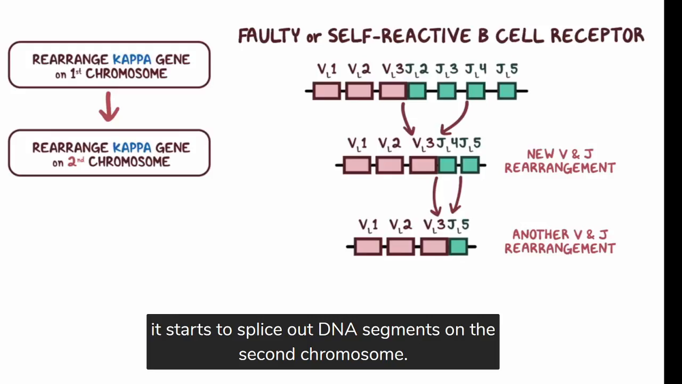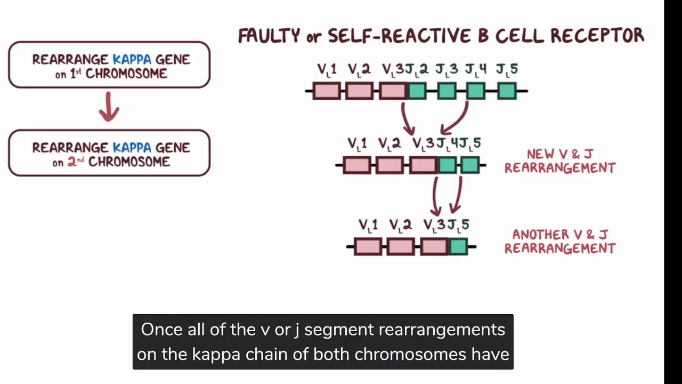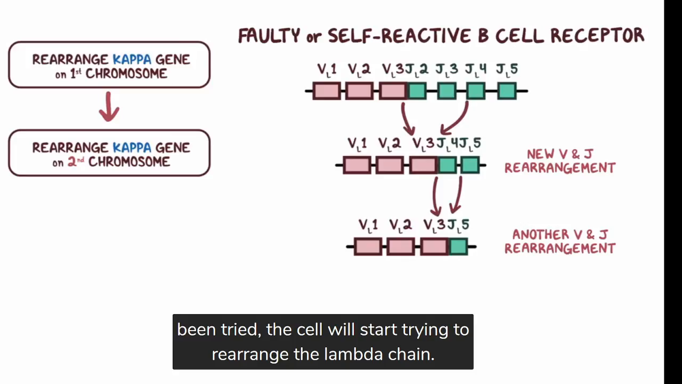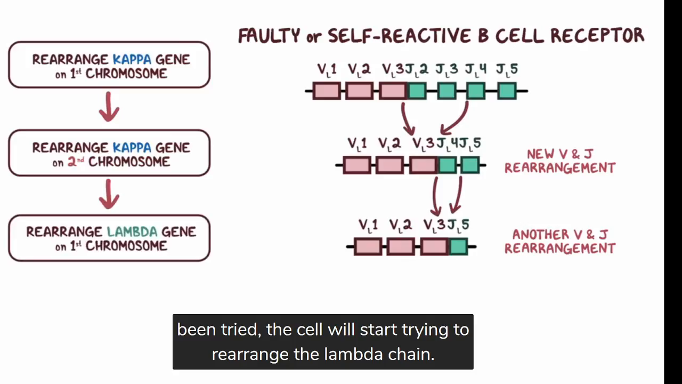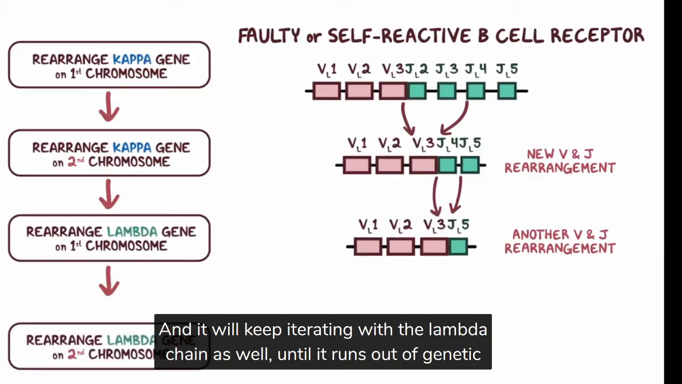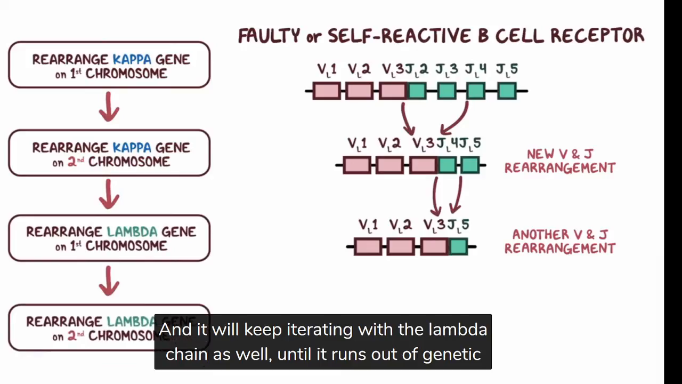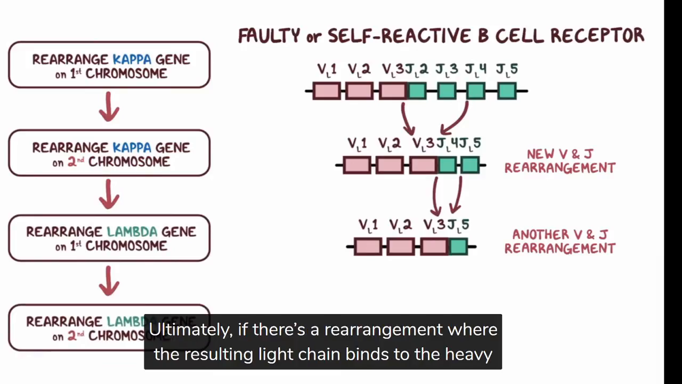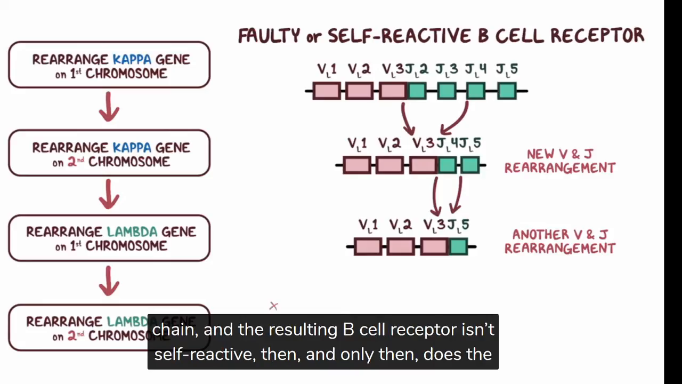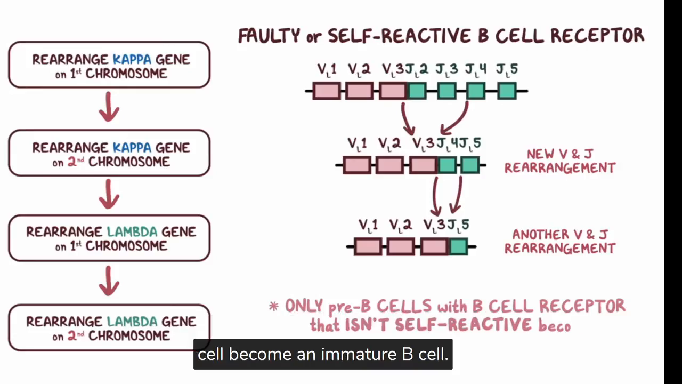Once all of the V or J segment rearrangements on the kappa chain of both chromosomes have been tried, the cell will start trying to rearrange the lambda chain, and it'll keep iterating with the lambda chain as well, until it runs out of genetic material. Ultimately, if there's a rearrangement where the resulting light chain binds to the heavy chain, and the resulting B cell receptor isn't self-reactive, then and only then does the cell become an immature B cell.